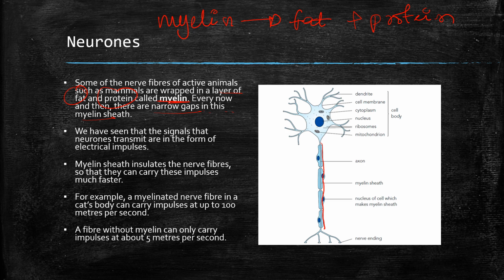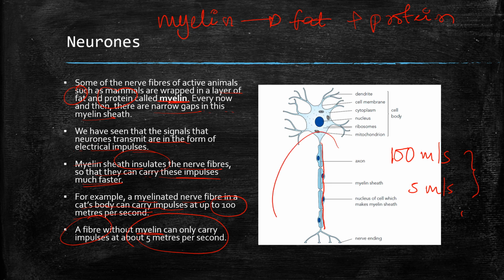We have seen that signals that neurons transmit are in the form of electrical impulses. The myelin sheet insulates the nerve fibers so that they are able to carry these impulses much faster. For example, a myelinated nerve fiber in a cat's body can carry impulses up to 100 meters per second, and the same fiber without myelin can carry the impulse at 5 meters per second. So you can see the difference is huge. Basically, that tells us that the myelin sheet helps in transferring nerve impulses much more effectively.